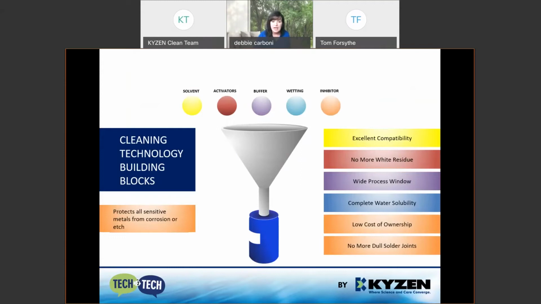Together, these materials create an effective cleaning product that will provide value for many weeks and months of use. With the proper and right balance of all these building blocks, you will not need to make trade-offs that will cost you down the road.